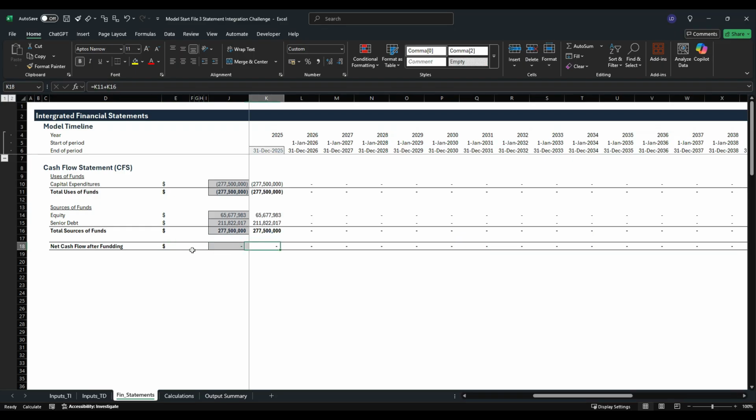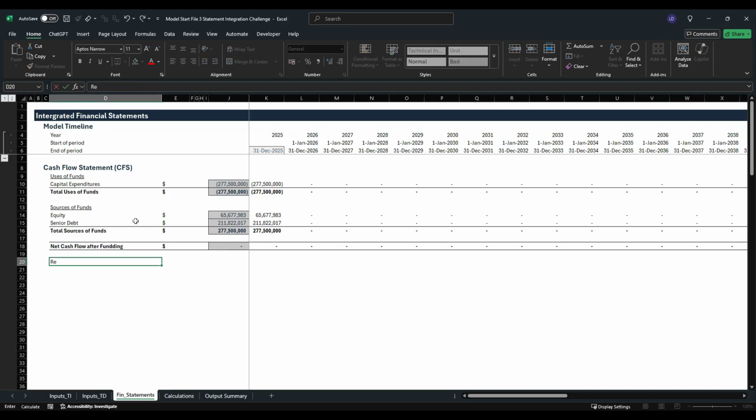Now this is important. We always want our net cash flow after funding to equal 0, because otherwise that means that our total uses and sources of funds don't match. So either we have too much or too little capital to finance our capital expenditures. So this is a basic check to always make sure that the net cash flow after funding equals 0, and that also should equal 0 in every single period. So once we're done with sources and uses of funds, let's keep going with the revenue.